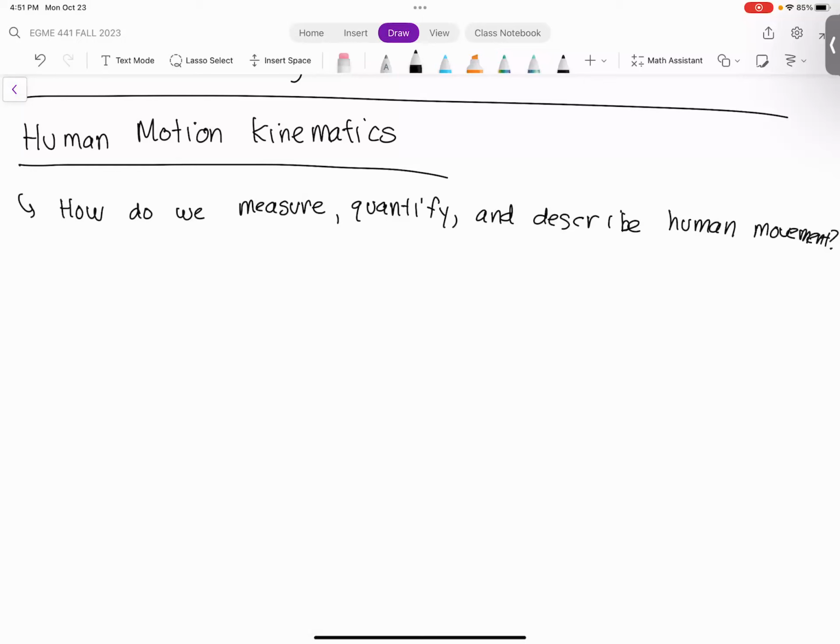Okay. And so the progression that we're going to go through here is probably going to be very similar to your dynamics course, where we're going to start with kinematics. So we're going to talk about how do we actually describe the motion, how do we quantify it, how do we measure it, and then we're going to move on to how do we actually compute the muscle forces that produce this motion. Okay, and so that'll be inverse dynamics, which is going to be the next section. Okay, but first we have to talk about the kinematics.